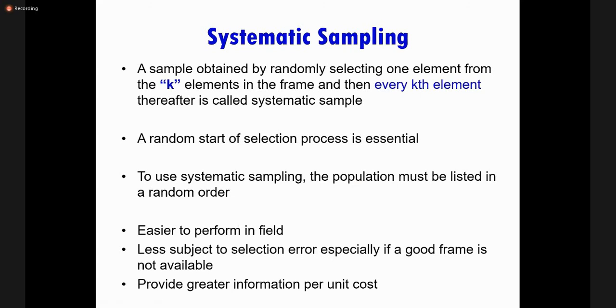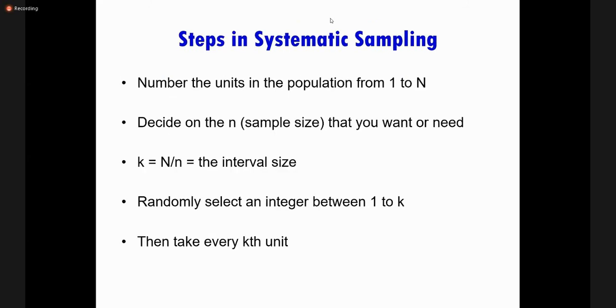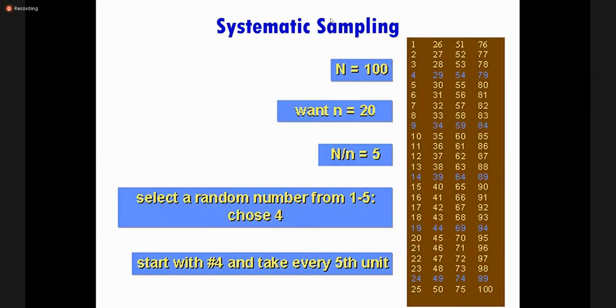Then comes the systematic sampling. This is a bit more tricky. A sample obtained by randomly selecting one element from the k elements in the frame, and then every kth element thereafter is called a systematic sample. What happens? We start a random selection of participants. I think we should go directly to the table to make it simple.